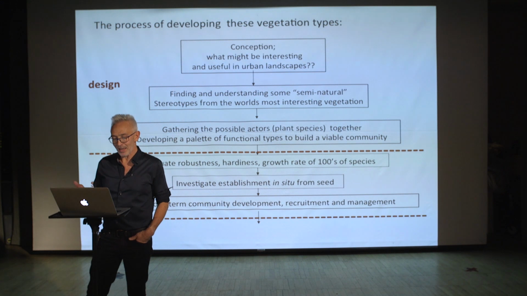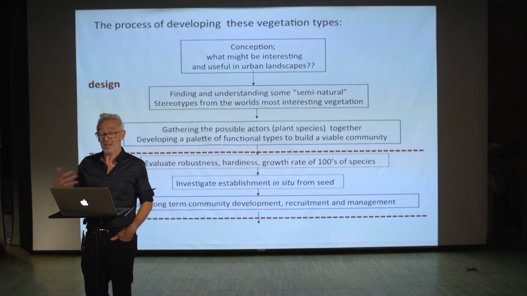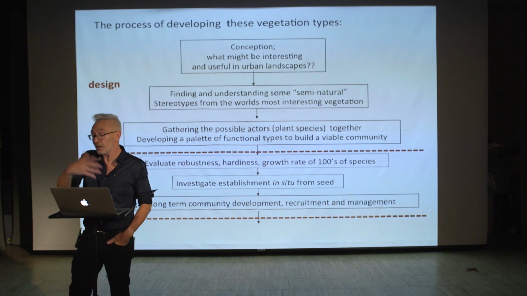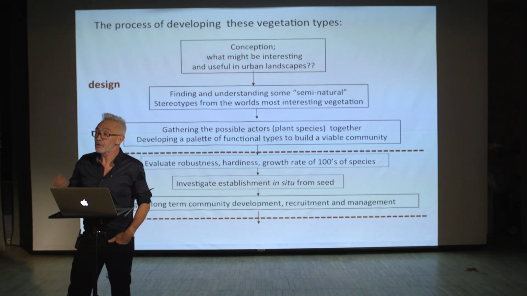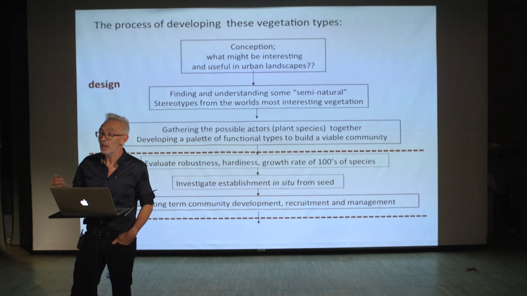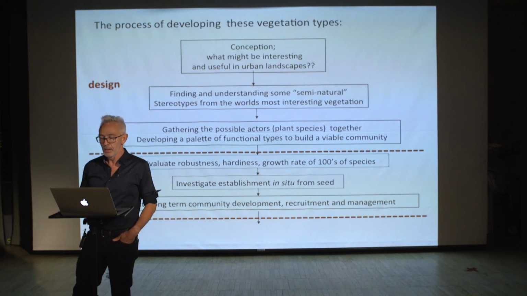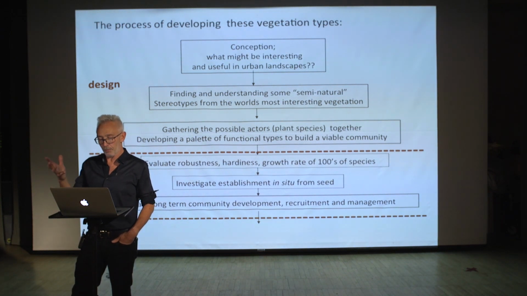And then we look at long-term community development, because it's one thing to make vegetation. It's actually quite easy to do that. What's more difficult is how do you manage it and keep it for many, many years, because we don't want to make this just a 2-year wonder. This is to be permanent or semi-permanent. So we have to understand from an ecological point of view and also a horticultural point of view how this vegetation changes over time.